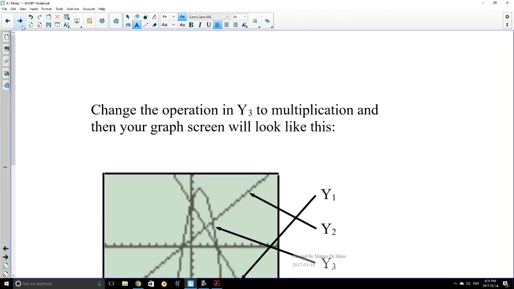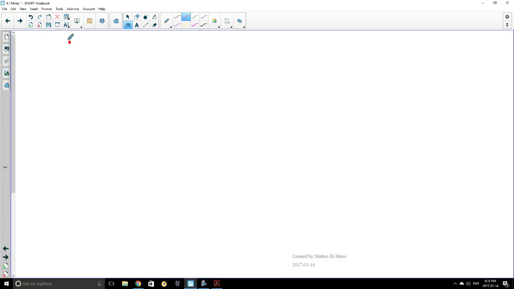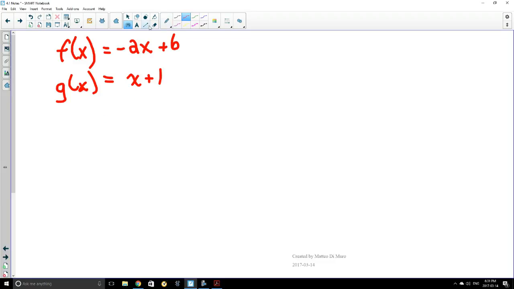Moving along, if we change it to multiplication, it starts getting a little bit trickier. And before I show it to you on Desmos, I just want to add a page here and write out f of x. I think that one was negative 2x plus 6. And let's write out g of x. I think that one was x plus 1. Okay, so we want to know what happens when we compute f times g of x.